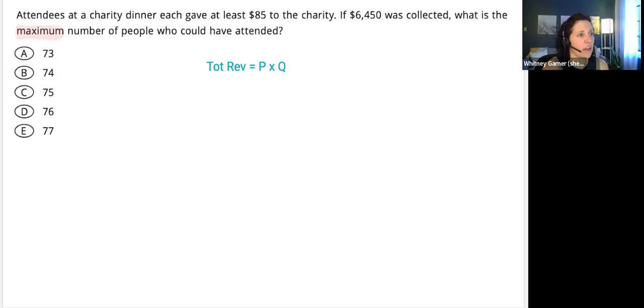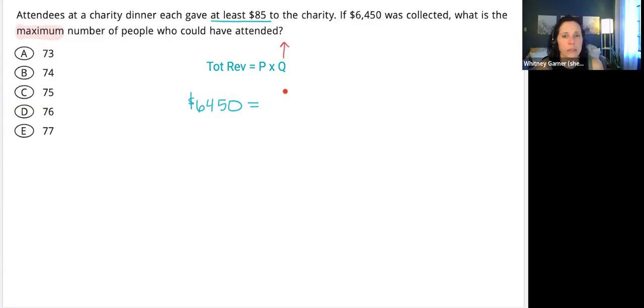Total revenue is, at least in its most generic form, price times quantity. And we know some of these values. We know for sure the total revenue, so we know that that number is 6,450. And now we said that attendees at this dinner gave at least $85 each. So we don't know exactly how much everybody gave, but we do know what a minimum amount was. And I'm trying to maximize my quantity.